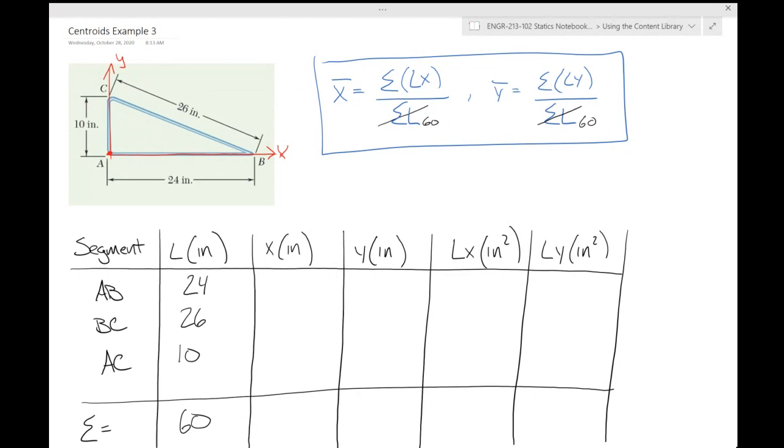Let's take each segment one at a time. Let's start off with segment AB. So that's where I'm putting the coordinate system. Somebody tell me, let's just do both of them. What are the X and Y coordinates of the centroid of AB?